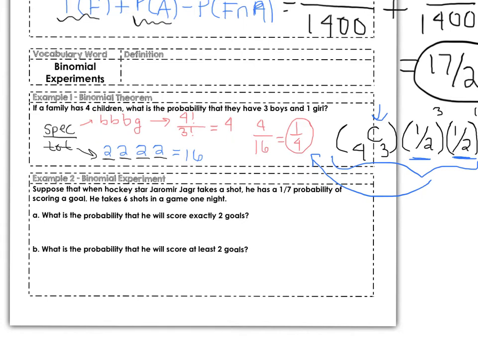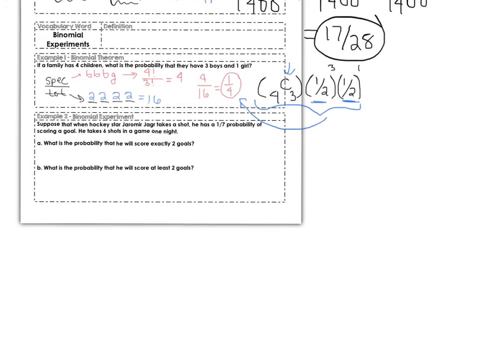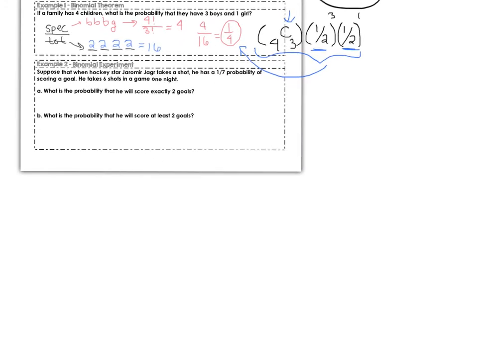So the question reads that we have a hockey star, Jaromir Jagr. He takes a shot and he has a 1/7 probability of scoring a goal. He takes 6 shots in a game one night, okay? So we're dealing with, first off, the probability of scoring exactly 2 goals here, okay? So exactly 2 goals. That means that we're going to have 6 shots, and we're choosing 2 of them to be goals, okay? This is the number of ways for this to occur.